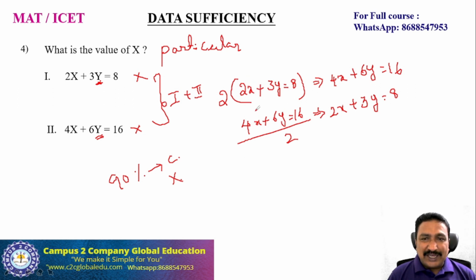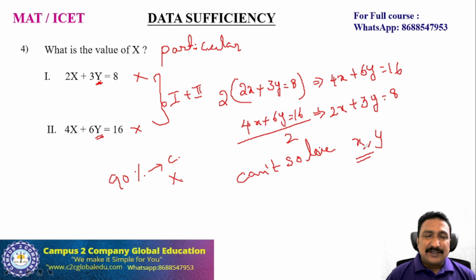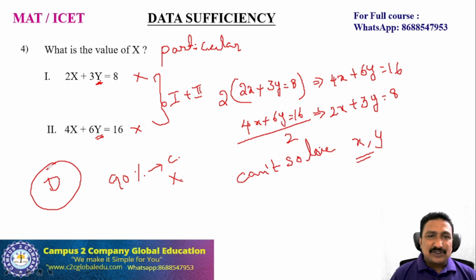Whenever both equations are the same, we cannot solve for the x and y values. So when you cannot solve for x and y, the answer is cannot be determined. So since the answer is cannot be determined, according to the options, your option is D. Understood, friends? So here the first statement alone you cannot find, and the second statement alone you cannot find.